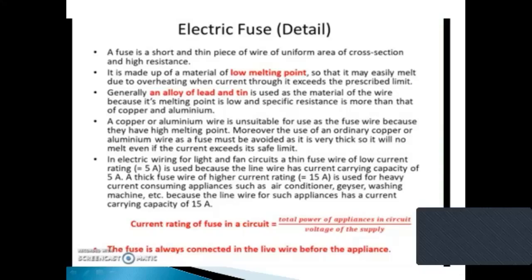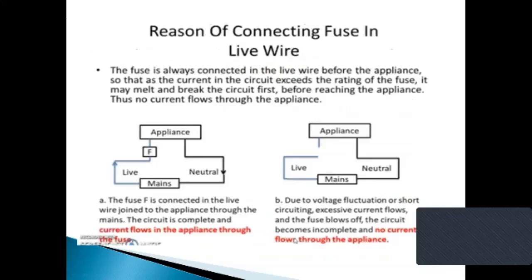Now, the current rating of a fuse in a circuit is given by the ratio of total power of appliance in the circuit to the voltage of the supply. You should always remember that fuse is always connected in the live wire before the appliance. So next, study why we connect fuse in live wire. Now we will understand why fuse is always connected in the live wire.